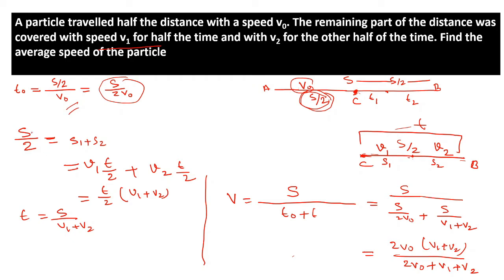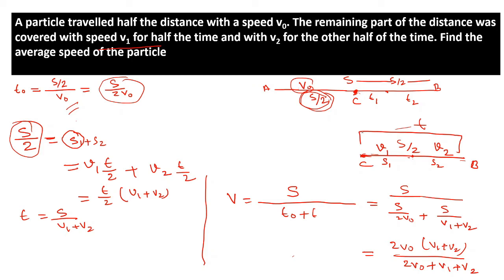The remaining half of the distance is also S by 2. For that remaining half of the distance, the particle traveled for half of the time. Let us consider the total time taken by the particle to cover the whole distance is t.